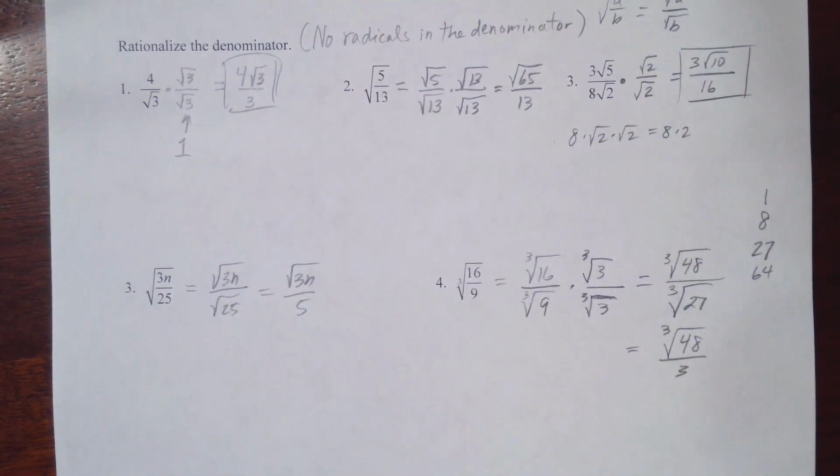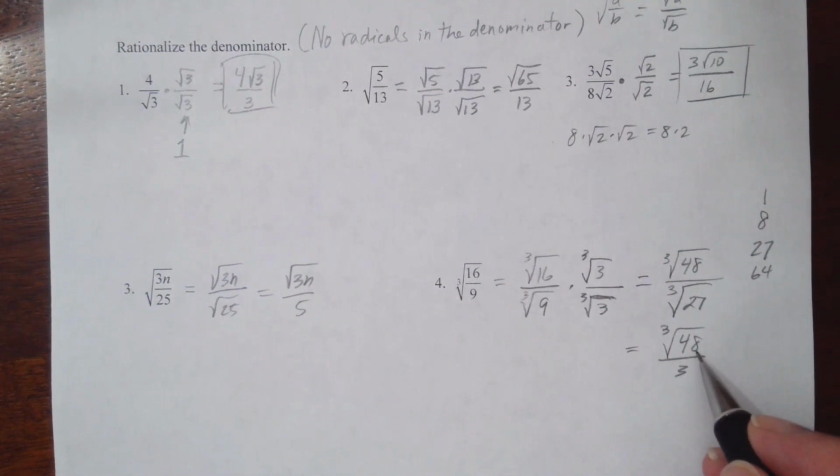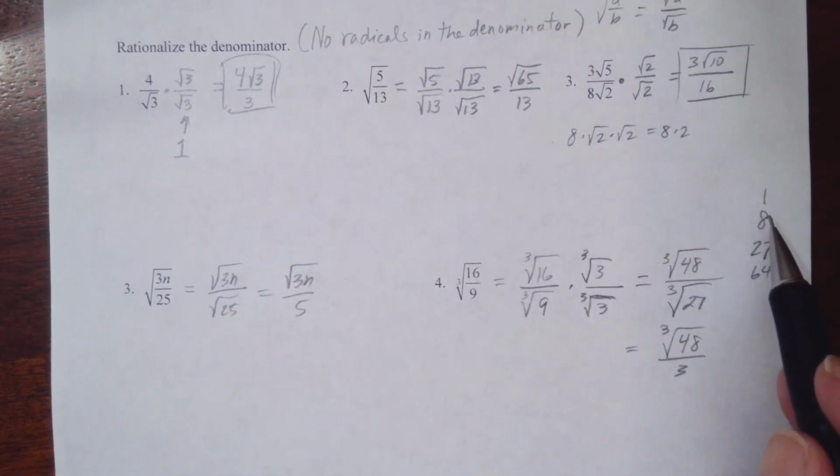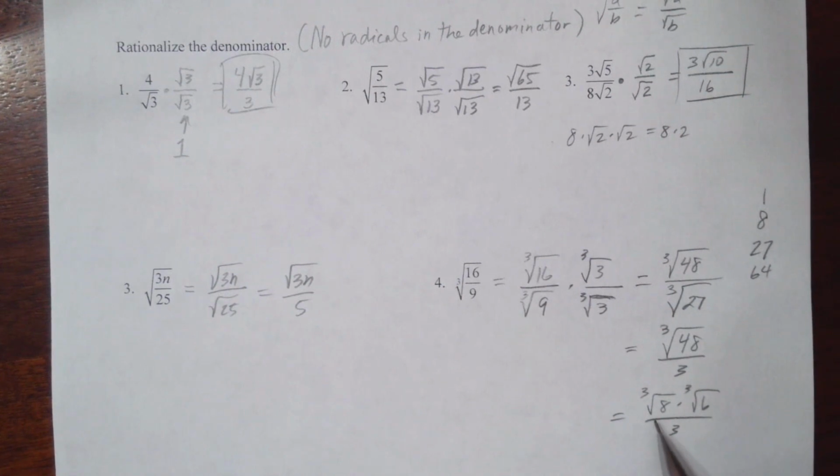Now I want you to look at that. There's another issue we have here. If you look at 48, this radical is not simplified because one of these is a perfect cube factor of 48. And in fact, it's 8. We could write this as the cube root of 8 times the cube root of 6 over 3. But remember, the cube root of 8, that's 2. And so we get 2 times the cube root of 6 over 3.